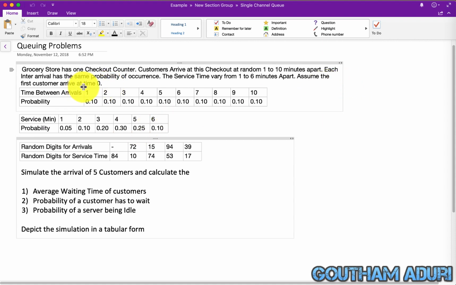Assume that the first customer arrives at time 0. The random digits of arrivals and the random digits of service time have been given. We'll first draw two tables, the inter-arrival times and the service times, and from those simulate the arrival of 5 customers, calculate the average waiting time, the probability of a customer having to wait, and the probability of the server being idle, and depict the simulation in tabular form. First we'll try to understand how to calculate the inter-arrival times, the arrival times, and the other quantities.